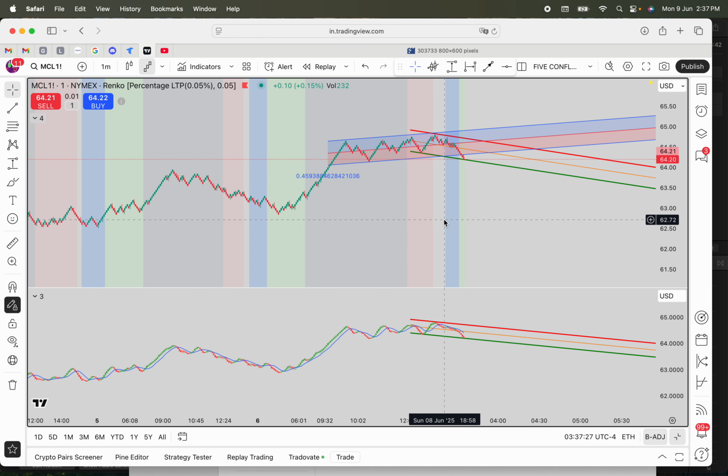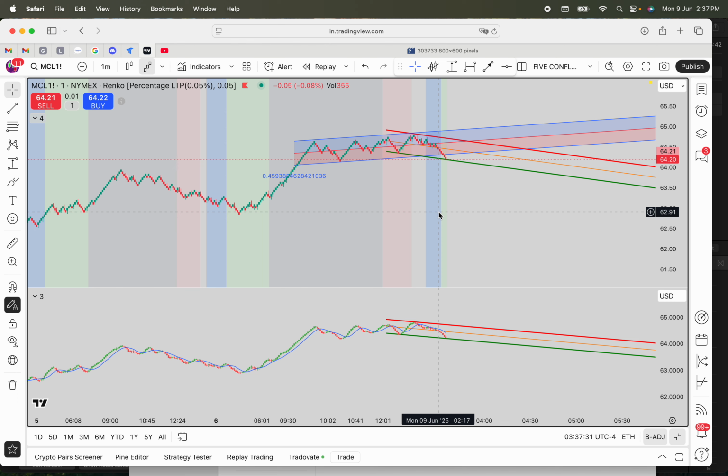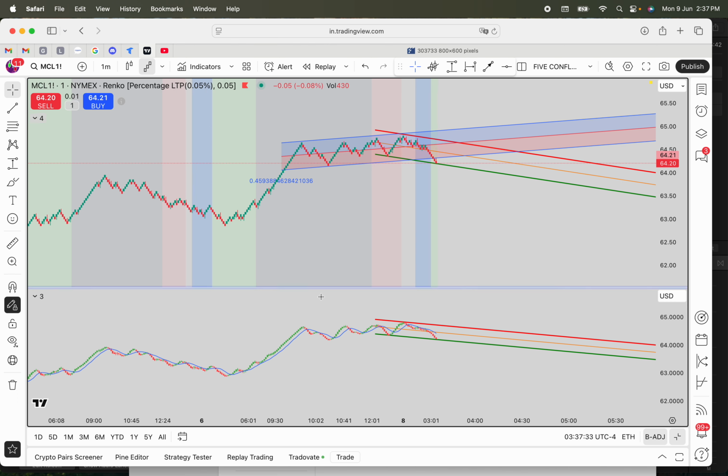This is Monday the 9th of June 2025. This is a 1 minute Renko chart in front of us. I've mixed the charts up a bit here.